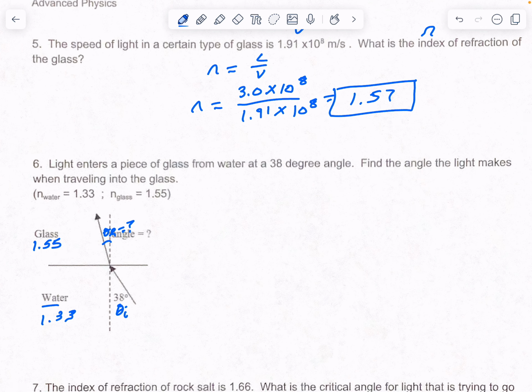So we're going to do Ni, 1.33, times sine of the original angle, which is 38, equals Nr, which is 1.55, times sine of theta r, which we don't know. So solve the left side, divide both sides by 1.55, and then just take the inverse sine of that. And you get an angle of 31.87 degrees.